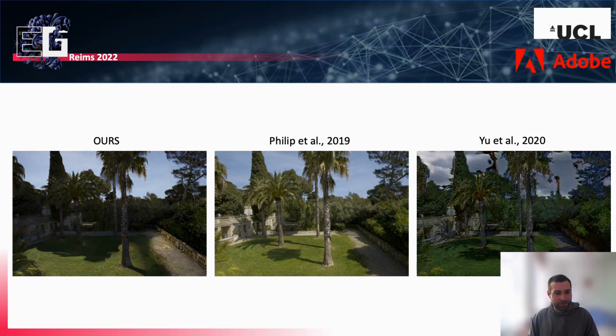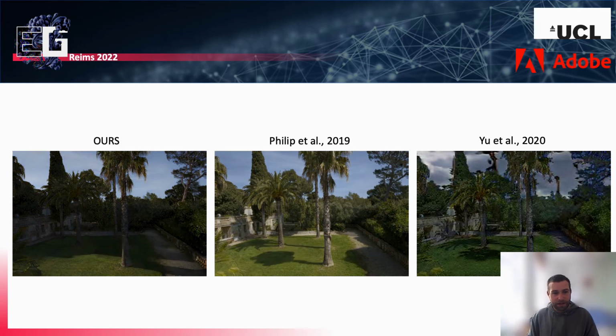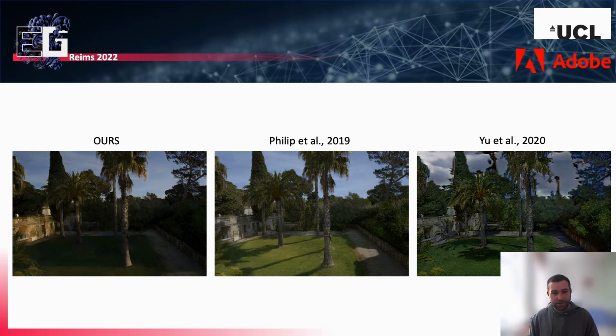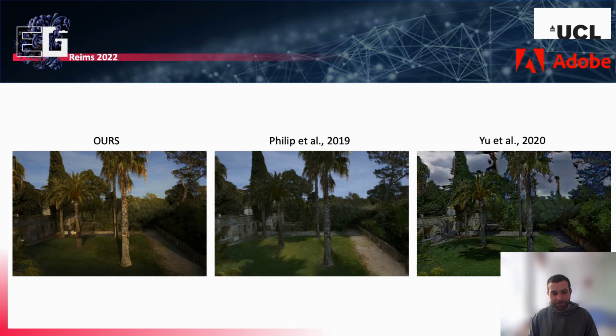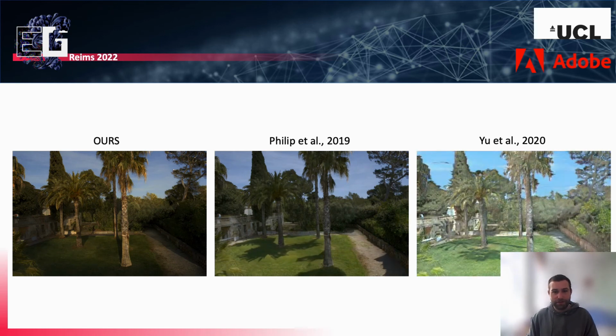Here we show another example of this, where you can see the cast shadows clearly from the trees. Again, Philip et al. can achieve similar results, however, with multi-view input. And Yu et al. fails to model any of the cast shadows.